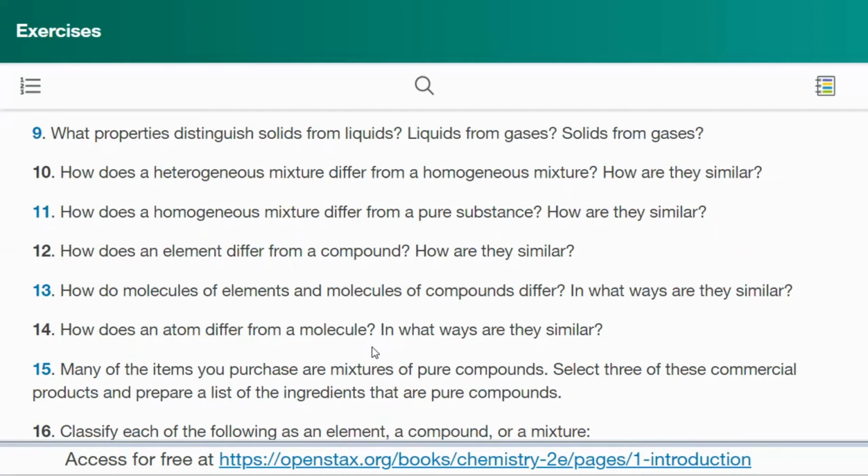Question 12, how does an element differ from a compound? How are they similar? An element differs from a compound in that only one kind of atom makes an element, whereas a compound has two or more kinds of atoms making it. They are similar in that they are pure substances.